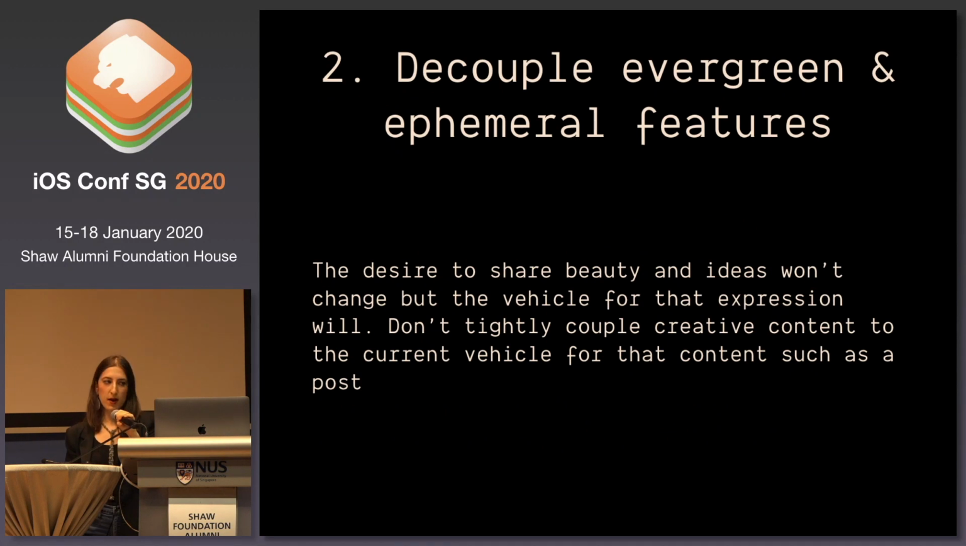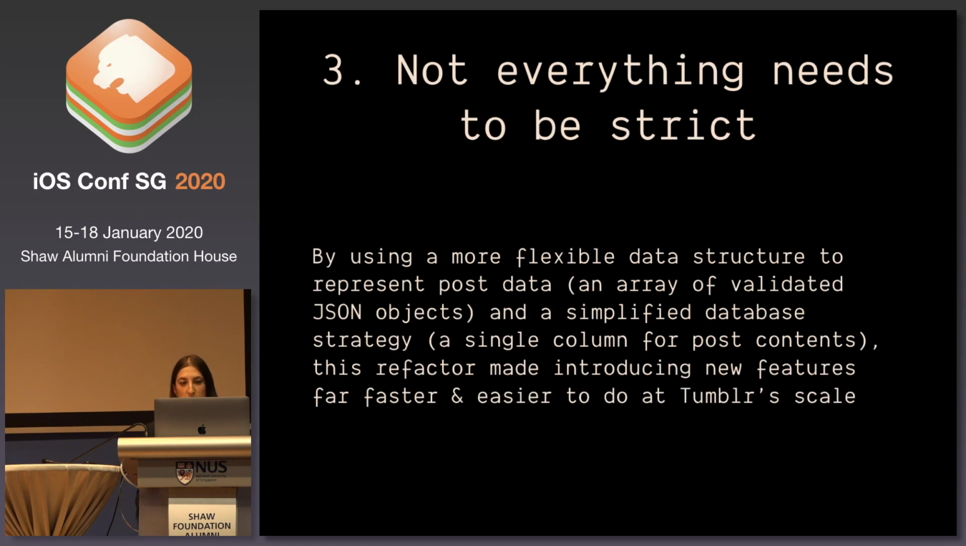The second takeaway is that it can be very useful to decouple evergreen and ephemeral features when building social media. So there's certain things that people will always want to do, and then there are things that will inevitably change on the other side. So the desire to share beauty and ideas won't change. In other words, the desire to share photos and text and other types of media won't change, but the way people want to express themselves, whether it's public or private or ephemeral, will change, and so it can be valuable to create a layer of abstraction there.